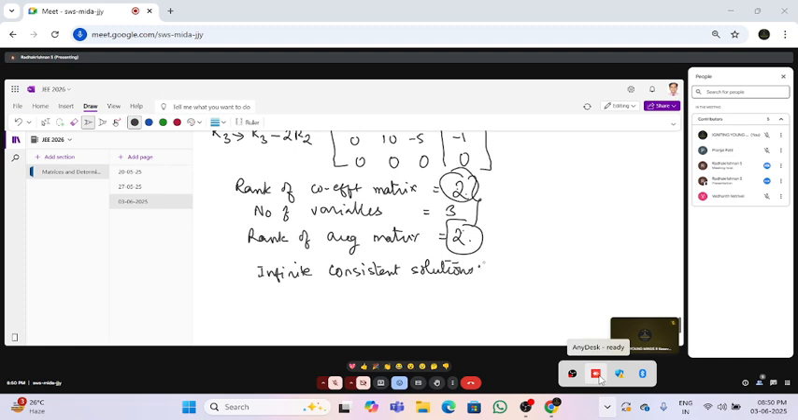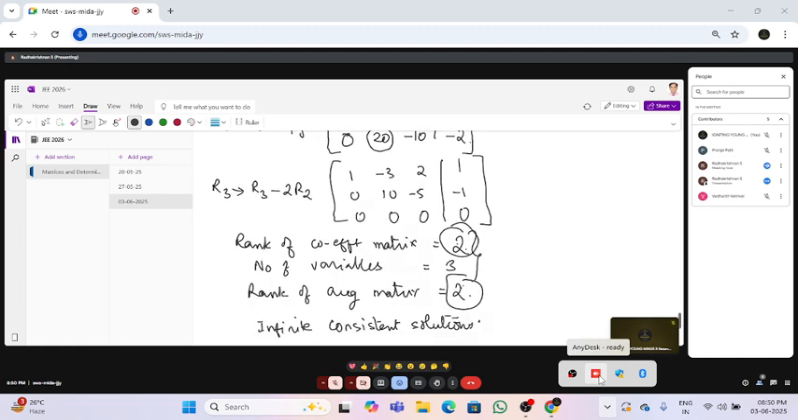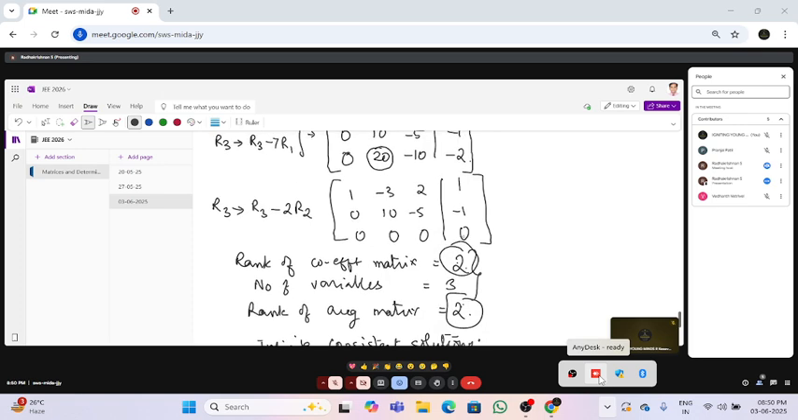If it so happens that this becomes 0, 0, 0, and this is non-zero, sometimes depending on the value on the right hand side, this may become 0 or this may become non-zero. If this becomes non-zero, then the rank of the coefficient matrix is 2 and the rank of the augmented matrix is 3. If it comes like that, then you can say that this is an inconsistent set of equations. There is no solution if that happens, because in this case a 0 equal to some value will come, which is inconsistent.